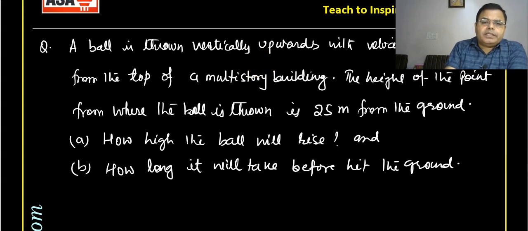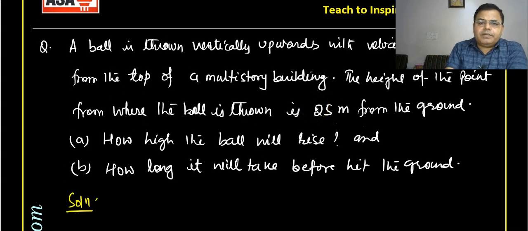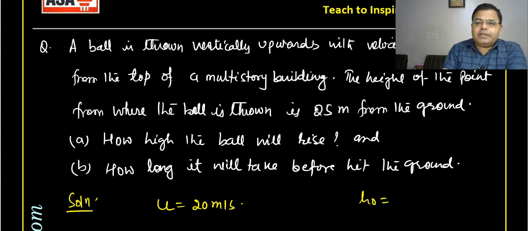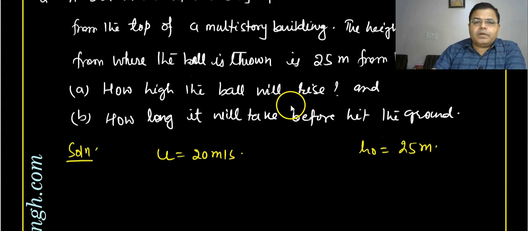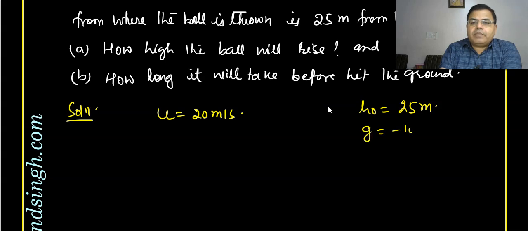First of all, we will see what is given to us. Ball is thrown from a certain height, 25 meter. The initial velocity of the ball is given, that is u, that is 20 meter per second, right? And the initial height is given, that is h naught is 25 meter, right? And we have to find how high the ball will rise, that is h above this. Since the ball is thrown vertically upward, of course g is taken as minus 10 meter per second square. Although it is 9.8, for the sake of convenience, we can take it 10.